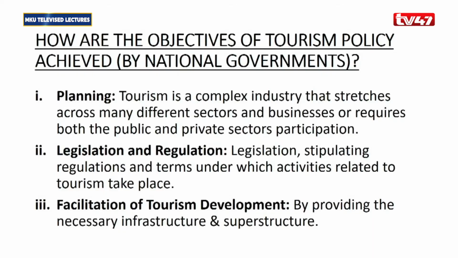Number three, facilitation of tourism development. The national government does this, and we are talking about providing the necessary infrastructure and superstructure. For instance, we know what is happening within Kenya Airways, and within the Jomo Kenyatta International Airport, we have been having an expansion so that we can increase the number of tourist arrivals within that international airport. So that is a superstructure. And any other superstructure and infrastructure development that ought to be developed, that work is done either by the national government or by the county government.